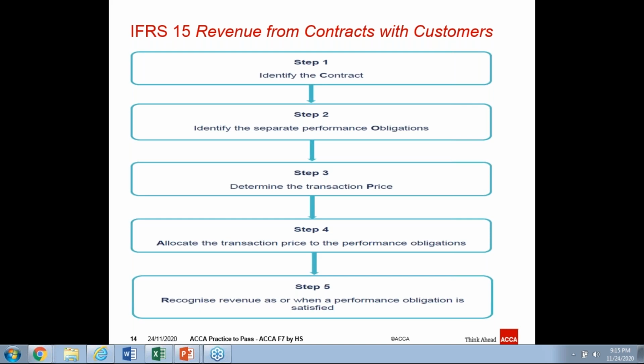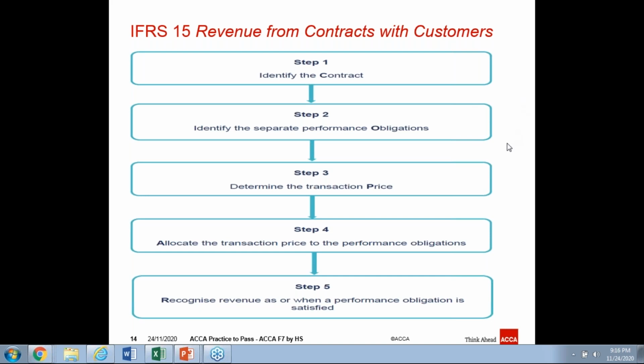So IFRS 15 says you have to identify how many performance obligations are present in the contract. There might be one performance obligation in the contract, it might be 2 or 3 or 4, it might be more than 5 performance obligations. Third, determine the transaction price, that is, identify what will be the contract price. Then allocate the transaction price to the performance obligations, breaking the transaction price into different performance obligation values. And finally, recognize the revenue when the performance obligation is satisfied.